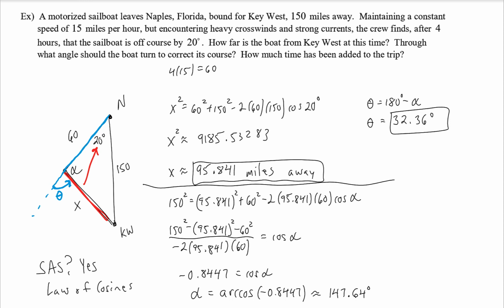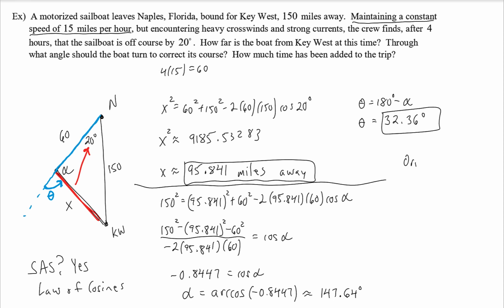How much time has been added to the trip? Okay. So let's assume that they really can maintain a constant speed of 15 miles an hour. Let's assume they can do that. So the original trip, they're doing 150 miles at 15 miles an hour. So if I divide, that should just be what, 10, right? So it should have been 10 hours originally. Now they're going to have to go 155.841 at 15 miles an hour.